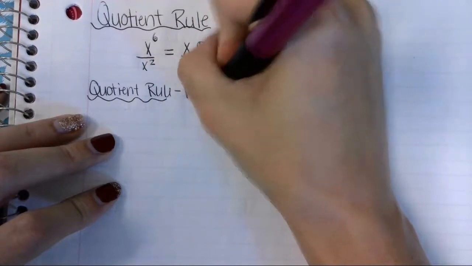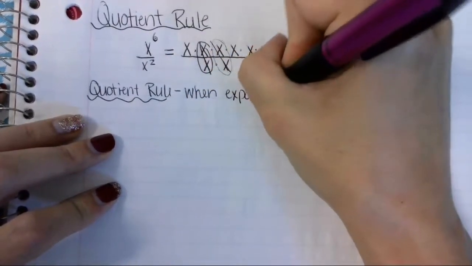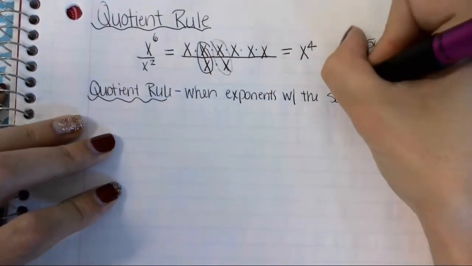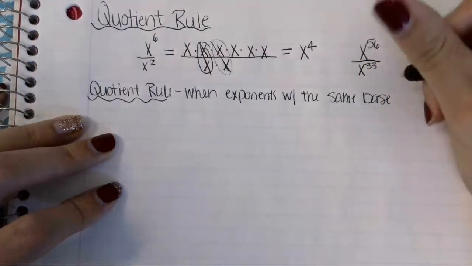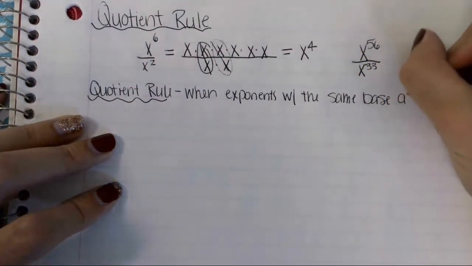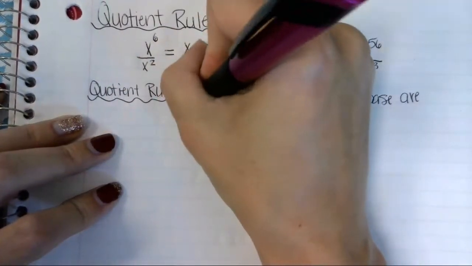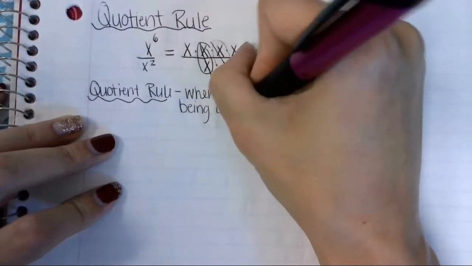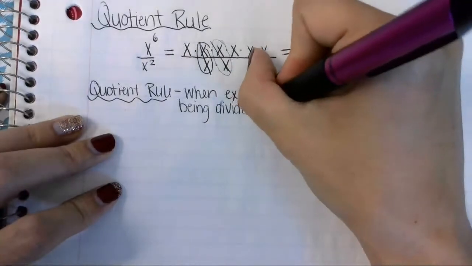So I'm going to write it out. When exponents with the same base are being divided, we subtract the exponents.